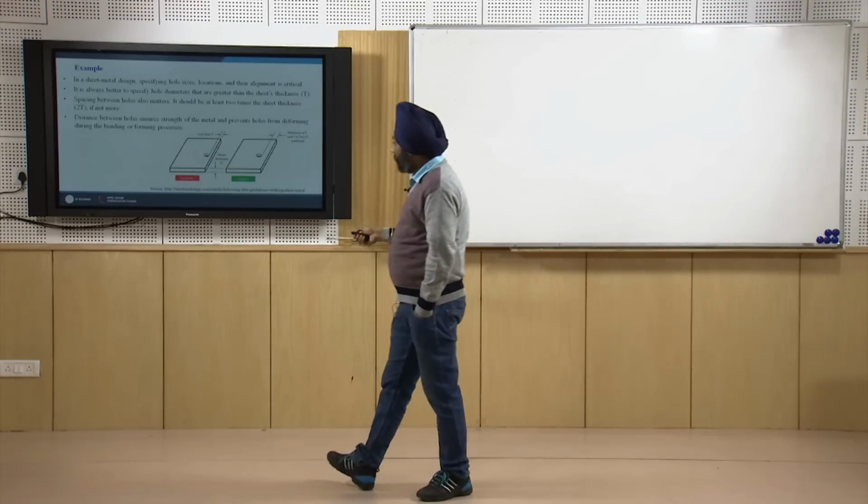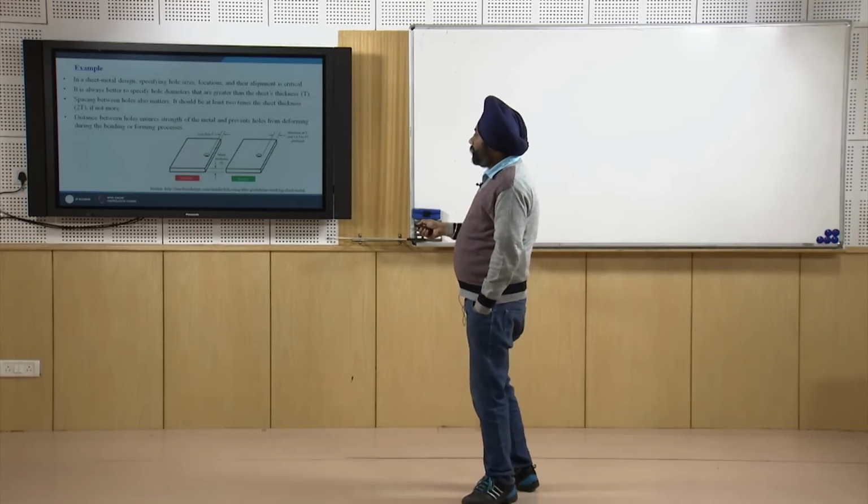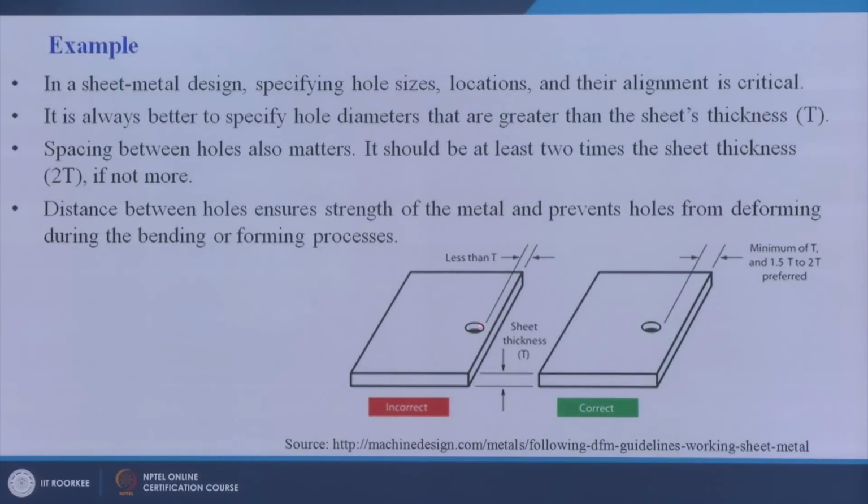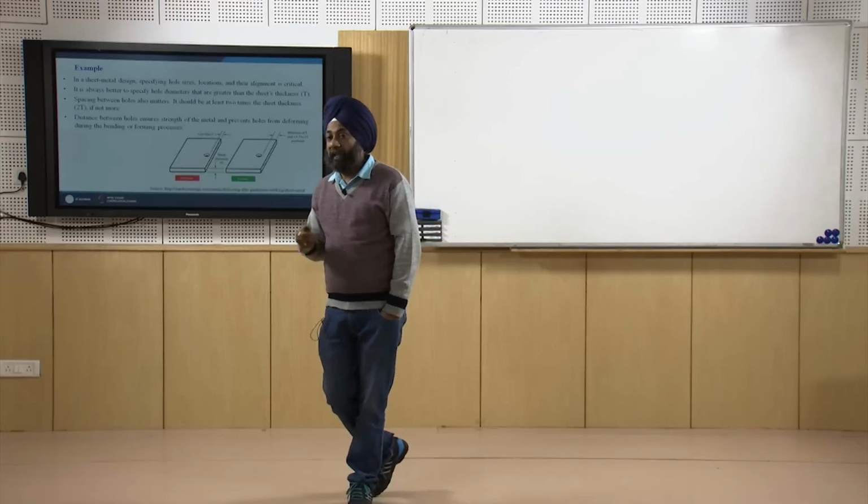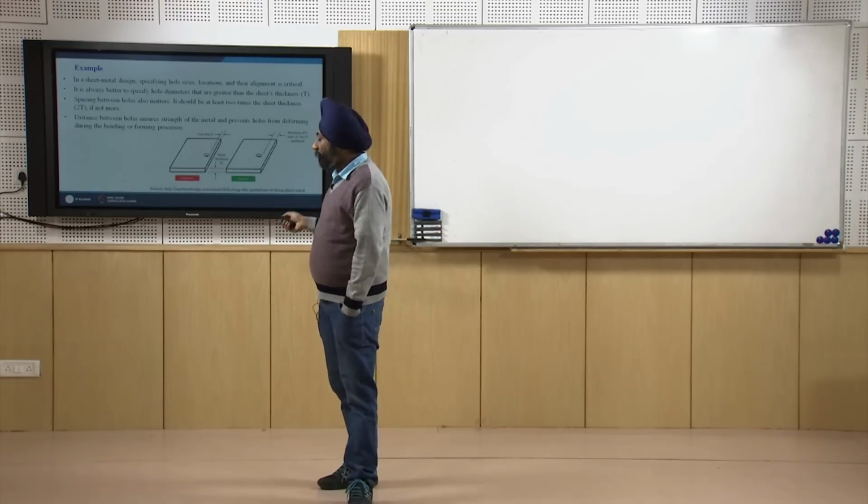Here you can see red color, incorrect design. You can see the central distance of this hole from the edge is less than the thickness of the sheet. Therefore, we can say green color is the correct design. The distance of this hole from the edge is 1.5 T to 2 T, which is preferred. So this is one DFM guideline for sheet metal components which can help us to design the product which will be easy to manufacture.